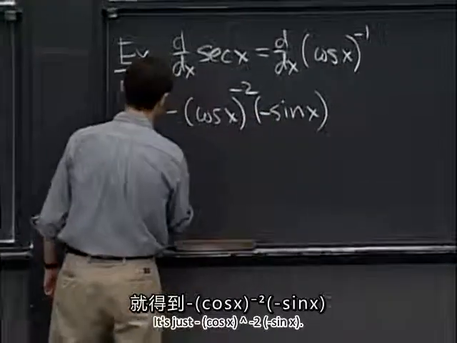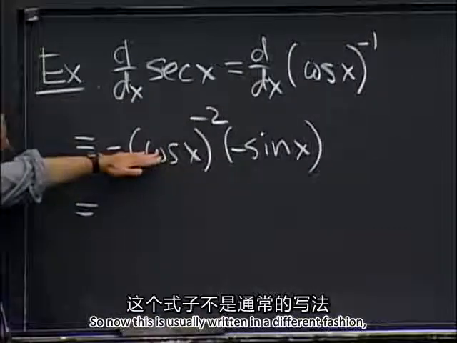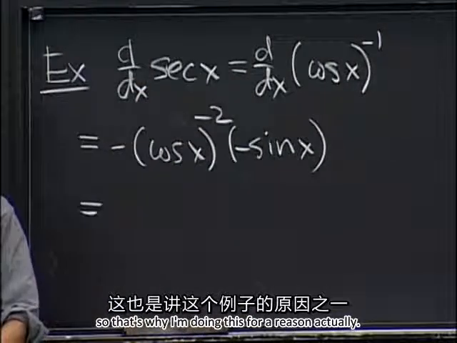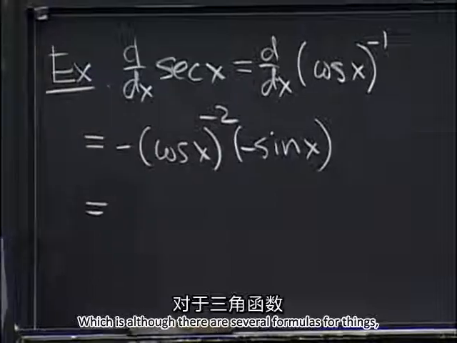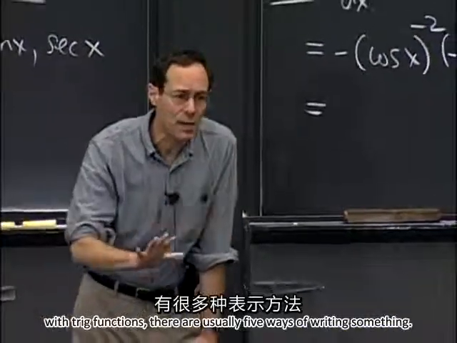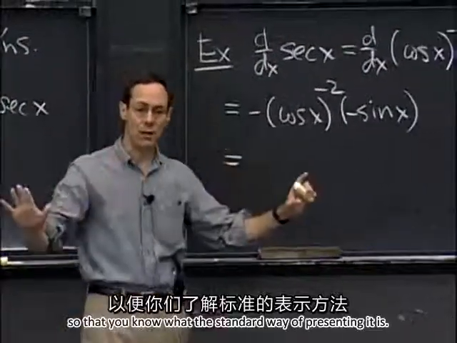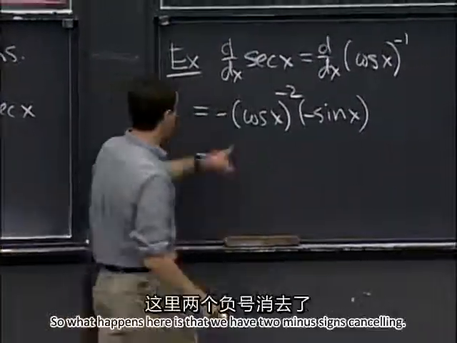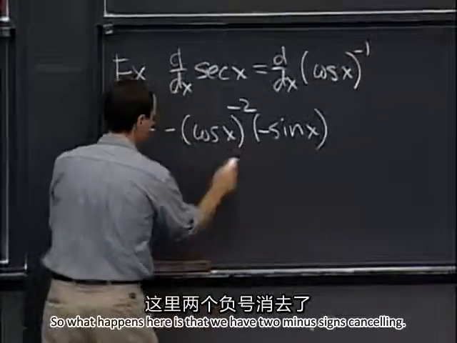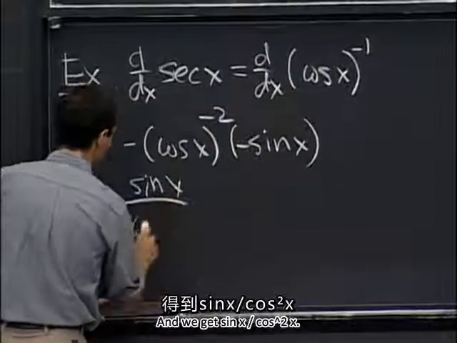And so now this is usually written in a different fashion. That's why I'm doing this, for a reason: although there are several formulas for things with trig functions, there are usually 5 ways of writing something. So I'm writing this one down so that you know what the standard way of presenting it is. What happens here is we have 2 minus signs canceling, and we get sine x over cosine squared x.